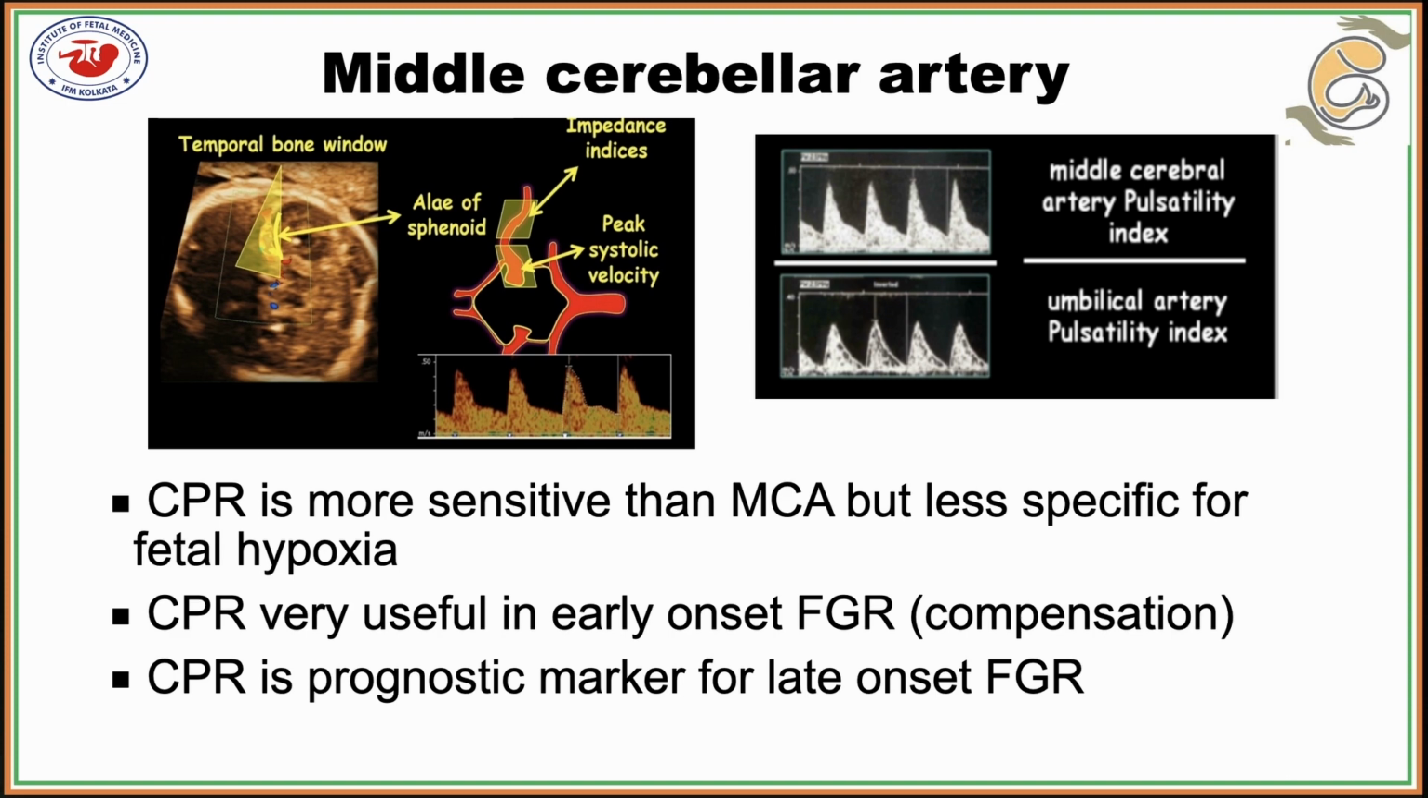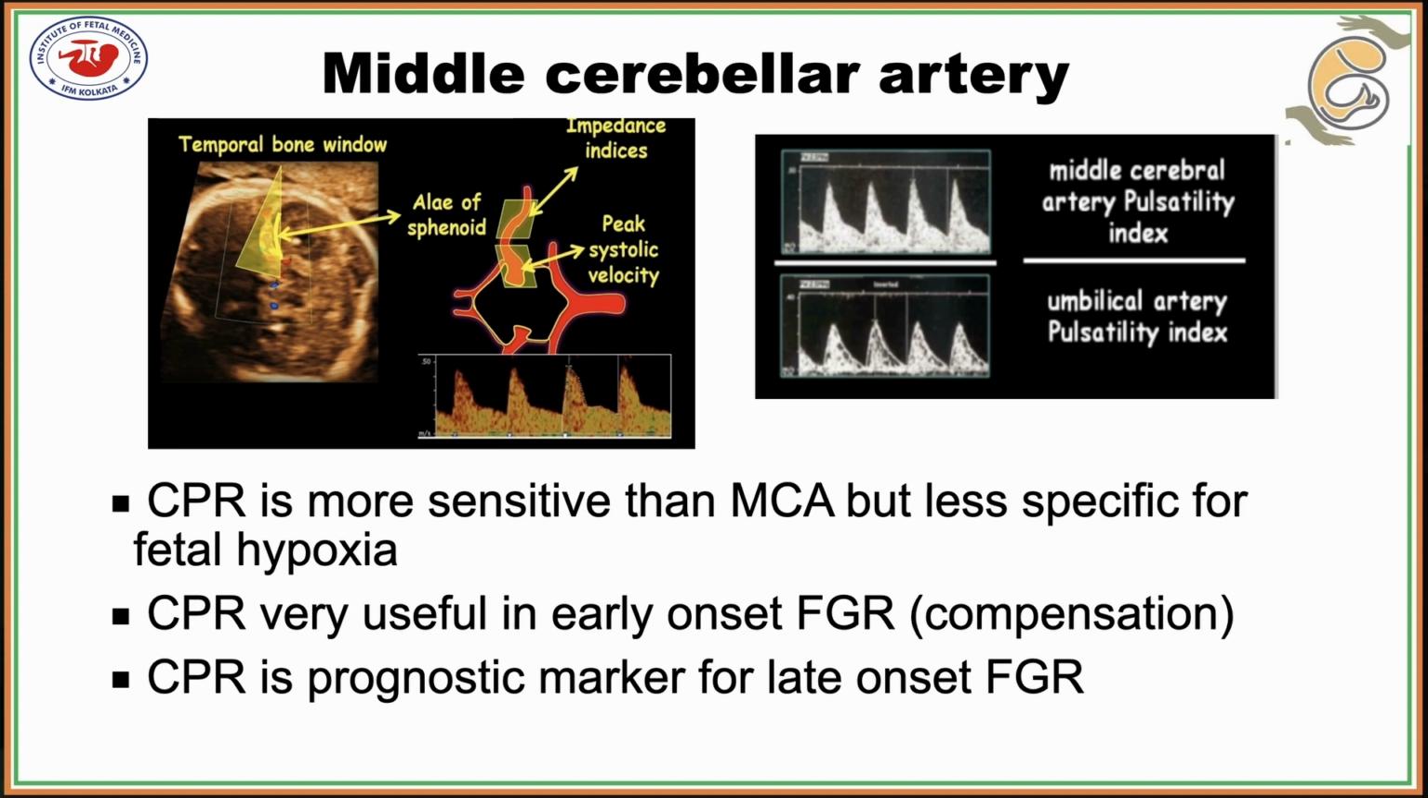Now this is the formula, right? Why I asked you, because many times there is still confusion on the numerator and denominator. By nature, the middle cerebral arteries are high resistance flow vessels and the umbilical artery is a low resistance flow vessel. This is normal. So if it is high resistance, what will happen to the PI? PI will be higher. So normally a ratio of more than 1 is just normal, physiological.